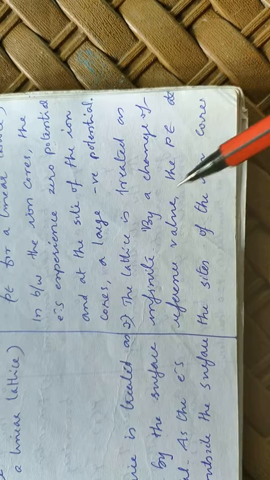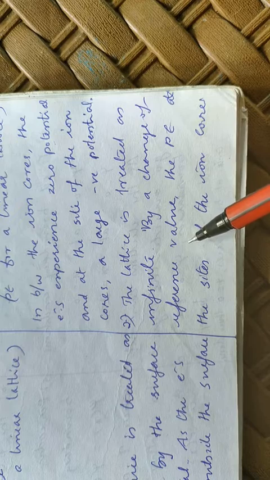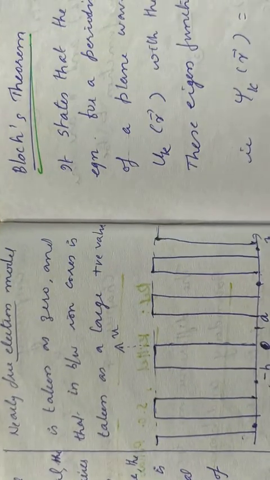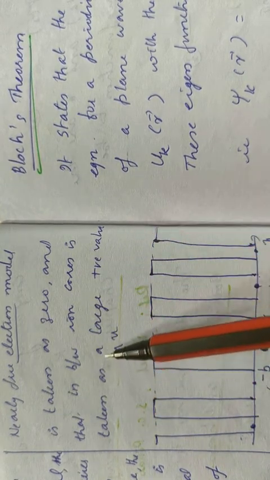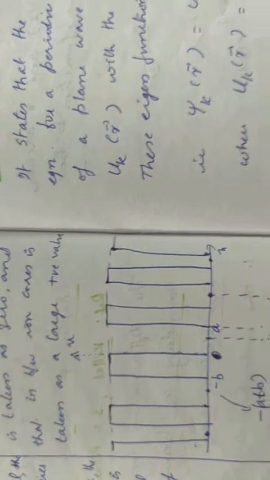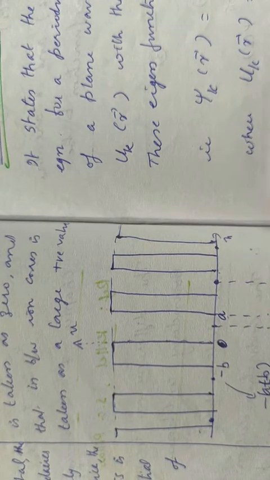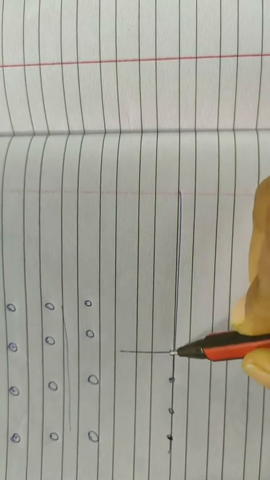Okay, and what is the case in the nearly free electron model? The lattice is treated as infinite. By the change of reference value, the potential energy at the sides of the ion cores is taken as 0, and that in between ion cores is taken as a large positive value. So how is this explained? I can explain this as follows. We have shown in the figure, this is the reference value, and these are positive ion cores distribution.